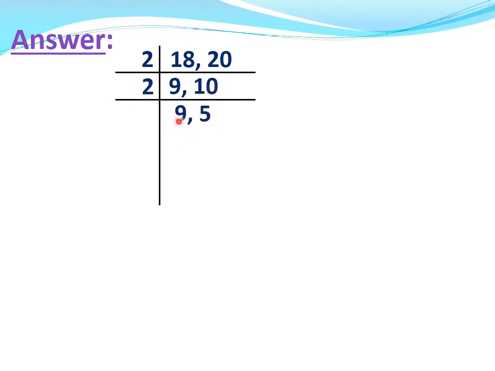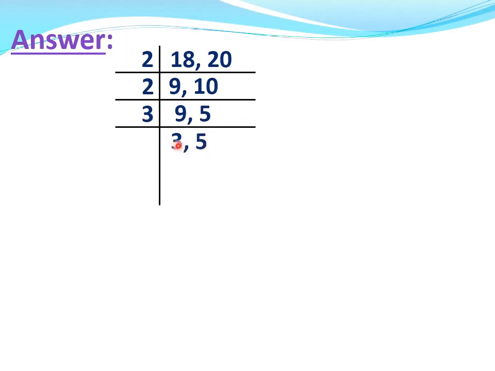Now factorize 9 and 5. See, 9 is divisible by 3 but 5 is not divisible by 3. So first we will factorize 9. Write here 3. See, 9 is divisible by 3. 3 multiply 3 equals 9. 5 is not divisible by 3, so write 5 as it is.